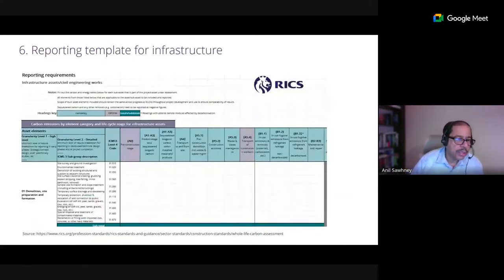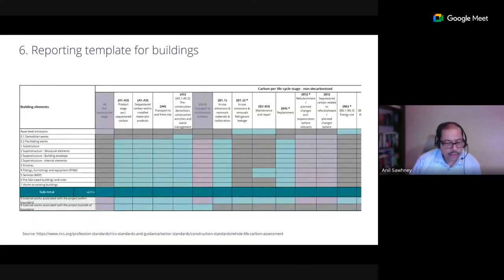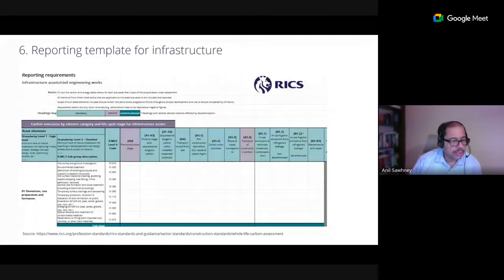There are different reporting templates. This is provided by RICS. It's Excel. You can download. This one is for buildings. This one is for infrastructure projects. You will notice for infrastructure, you can do A0 also.